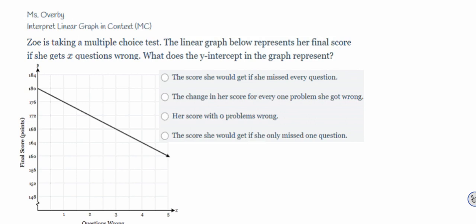Okay, here we go. We are going to get ready for the context part of our test. Our context part is going to be on Delta Math, and that's what we're going to practice. So these are the four different types you're going to see on your test. The first type is going to look like this.